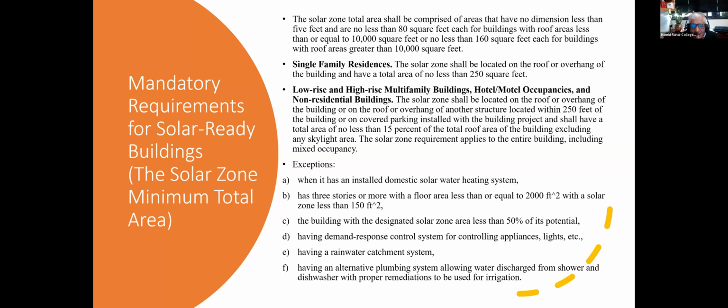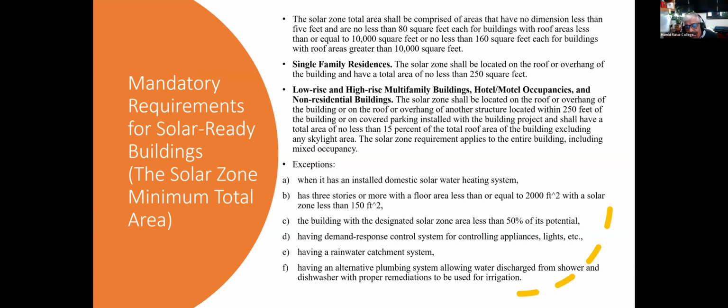There are some exceptions that the builders can use if they don't meet these requirements. When there is a domestic solar water heating system, you get credit for that. If there is not enough area, such as a building with 3 stories or more with floor area less than 2,000 square feet, with the solar zone less than 150 square feet. Sometimes, if you look at the buildings and roof types, there's not enough area and no overhang to be able to put solar panels. Another is a building with designated solar zone area less than 50% of its potential.